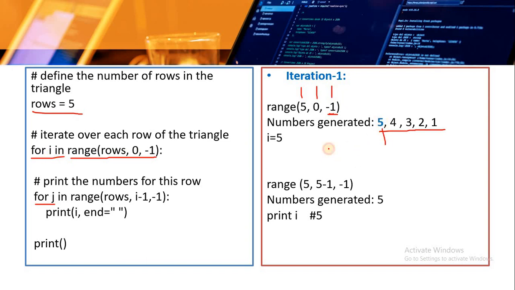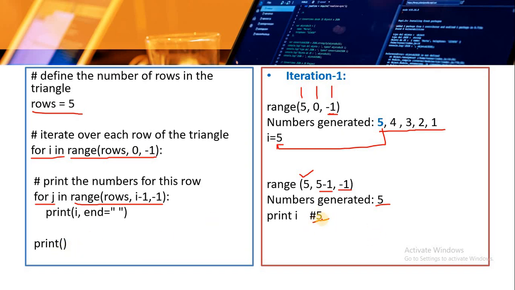At the first iteration, the first value will be assigned to the variable i, that is 5. And we are entering into the second loop, that is the inner loop. Here also we are using the range function. Rows value is 5, i minus 1, that is 5 minus 1 becomes 4. Step is -1. Starting point is 5, stopping point is 4. At each step the value will be decreased by 1. It generates only one value, that is 5, because it must stop before reaching 4. So only one number will be generated, that is 5. Print i. So i value is 5, so 5 will be printed.